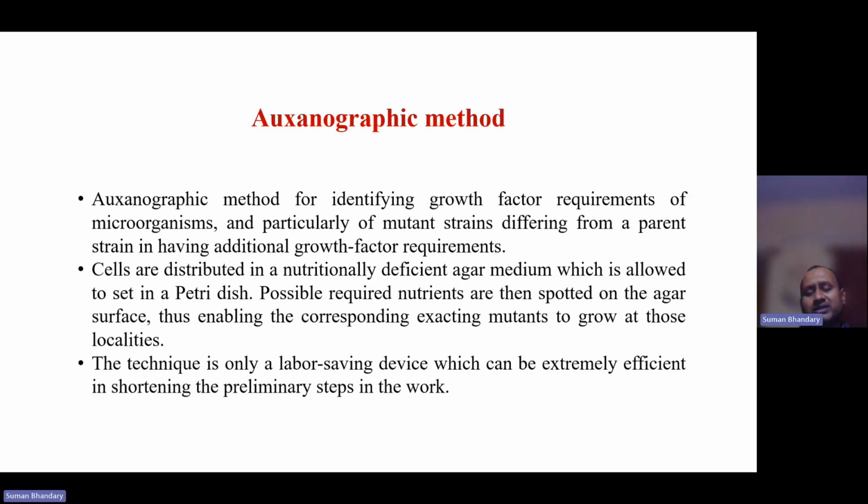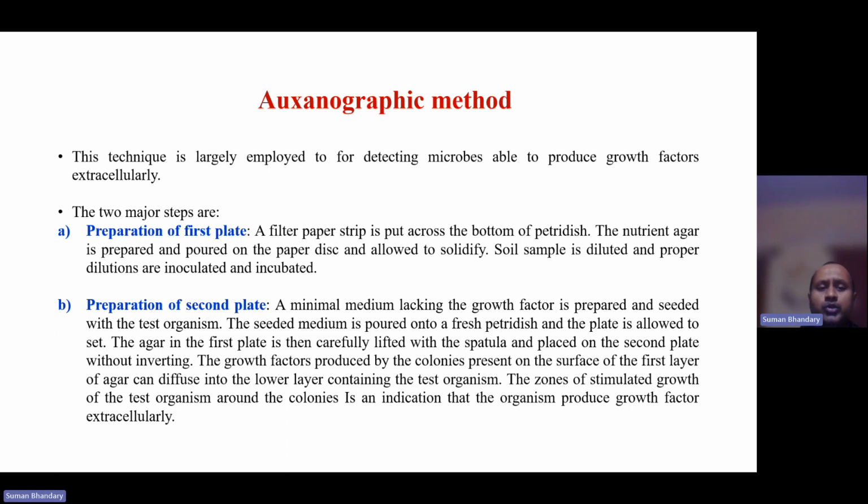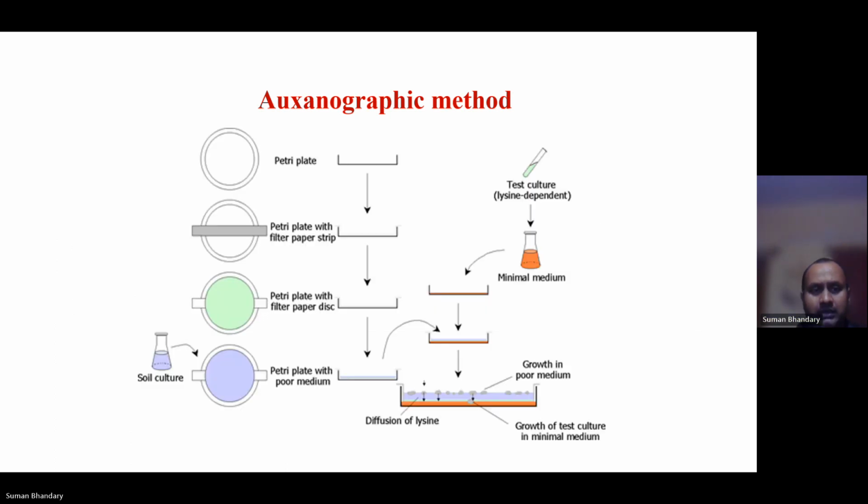Now here, for this process, we need to prepare two culture plates. In the first step, we have to prepare the first plate. And how to prepare? Let us discuss the technique through this model diagram. Here you can see, this is your first plate and this is your second plate.